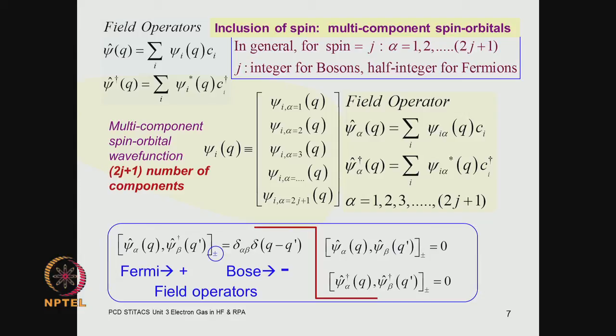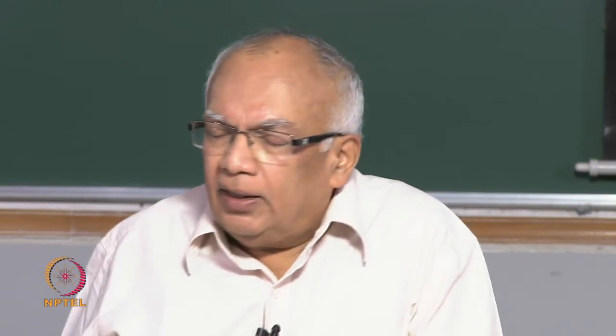Can you please explain once again how you are writing psi I as a column? Yeah, it is just the fact that each quantum state corresponds to a spin which is j, but the j will have 2j plus 1 components. So, all those 2j plus 1 components are being written out explicitly as alpha going from 1 through 2j plus 1.